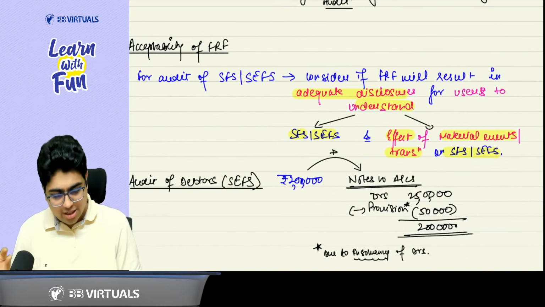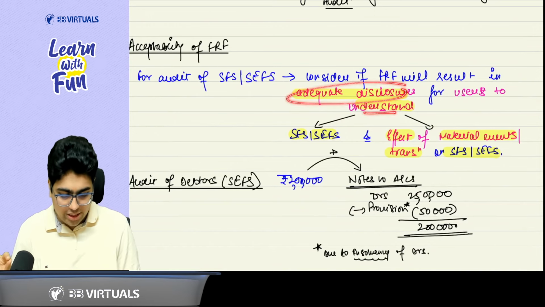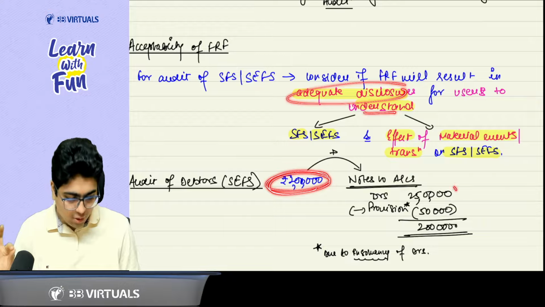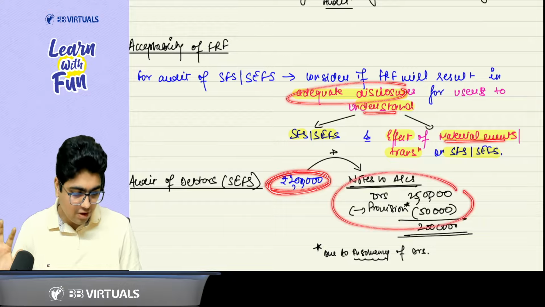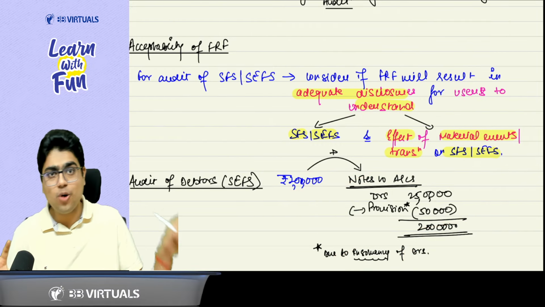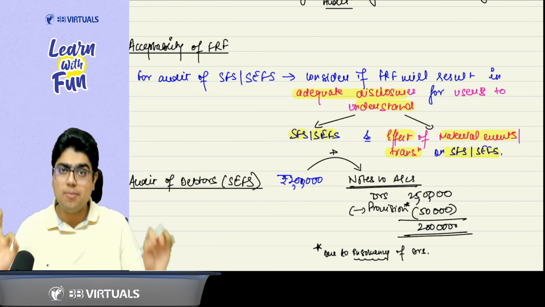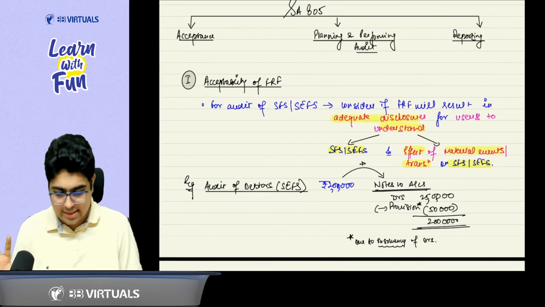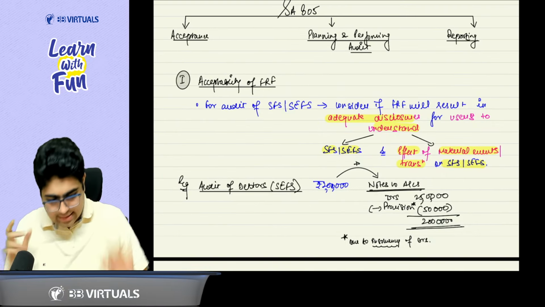So make sure there are adequate disclosures, not only to understand the SEFS, but also to understand the effect of material events and transactions. If there is any material event and transaction, what is the impact it is having on the amount? You understood the concept or not? This is something that you just need to understand.